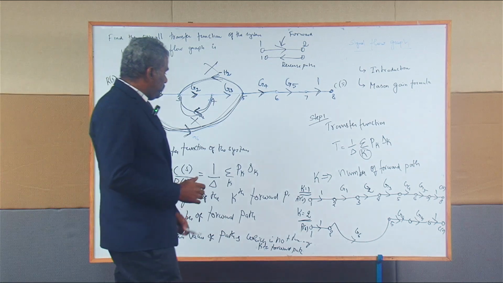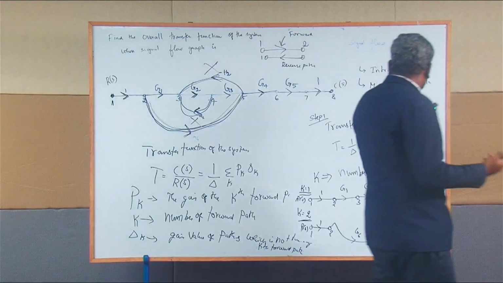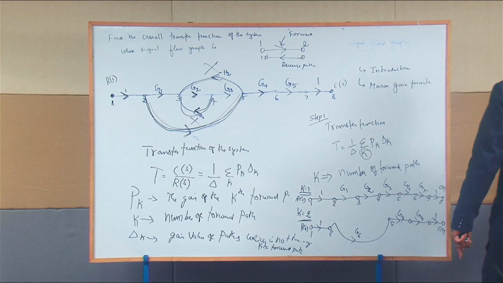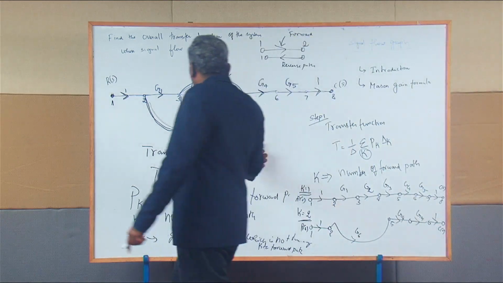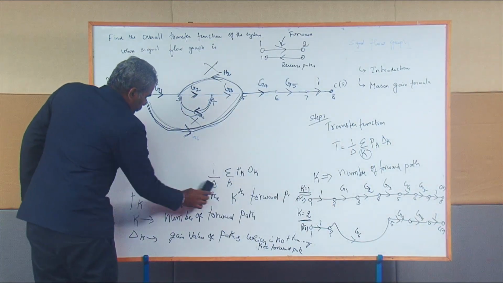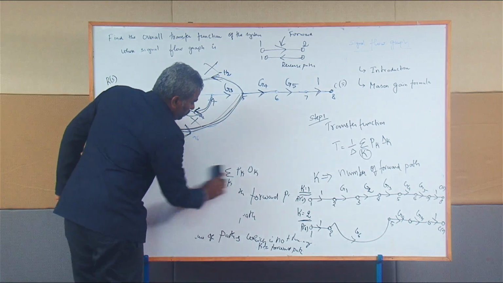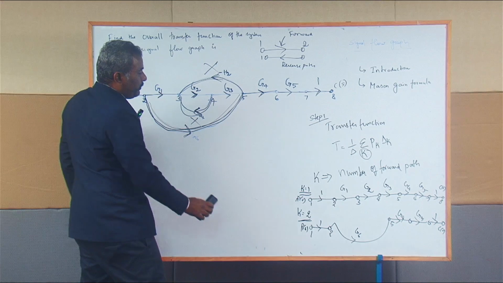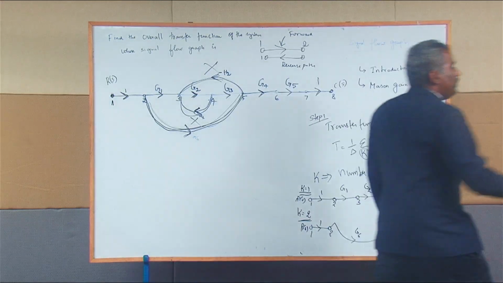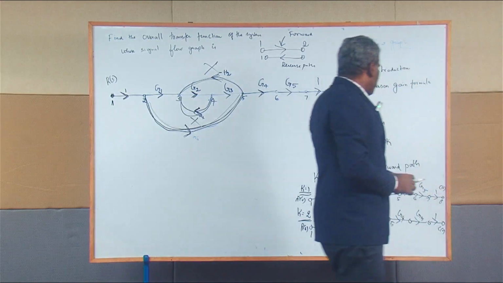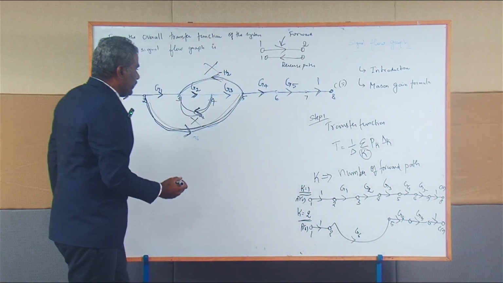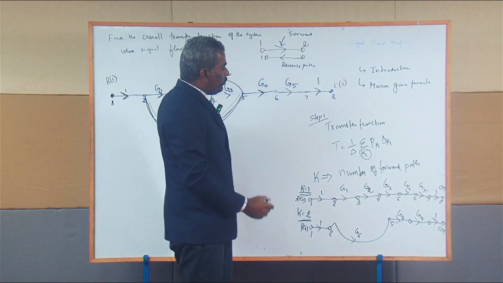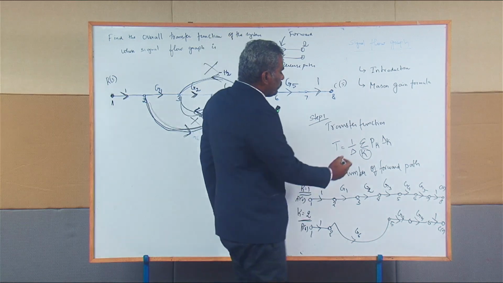So next you need to go with the other parameter findings. The other parameter findings are: after finding out the kth forward path, and how many forward paths there are, you need to give the gain value. So the gain value, how to find out the gain value? After finding, you need to put the tick mark on the transfer function.